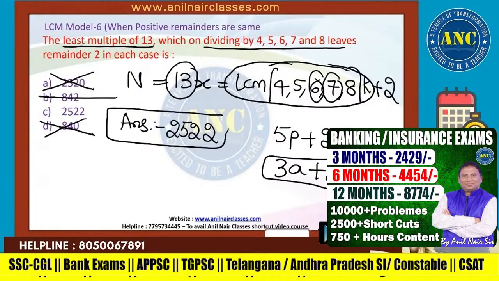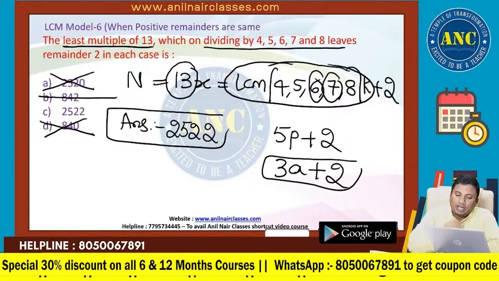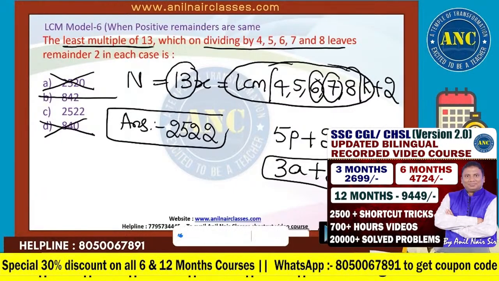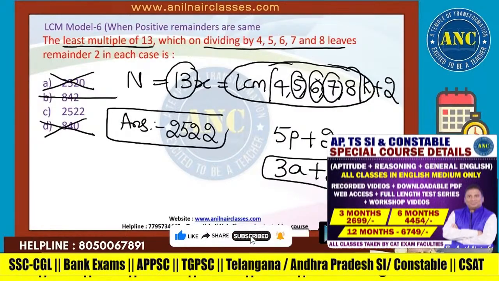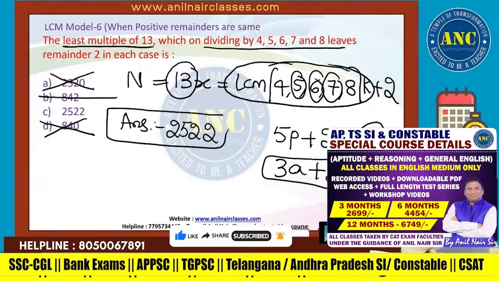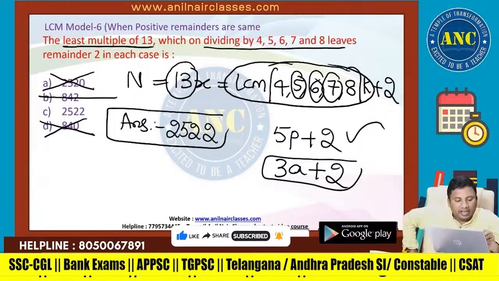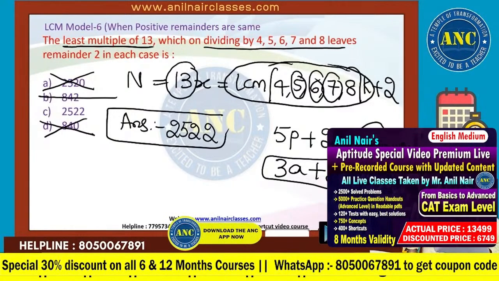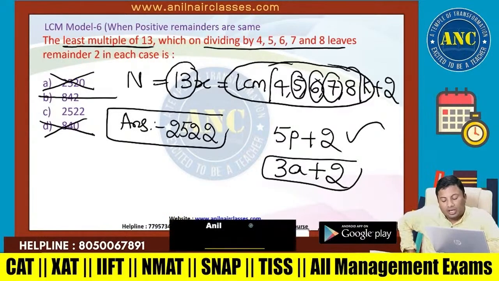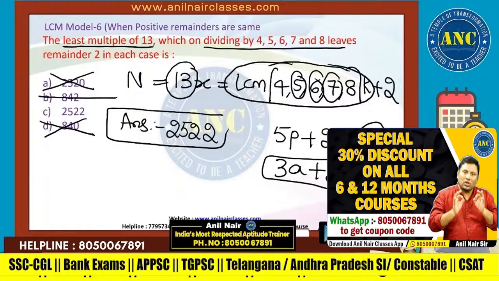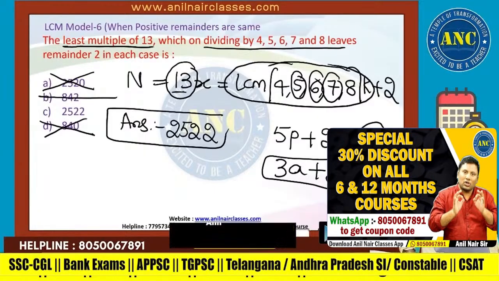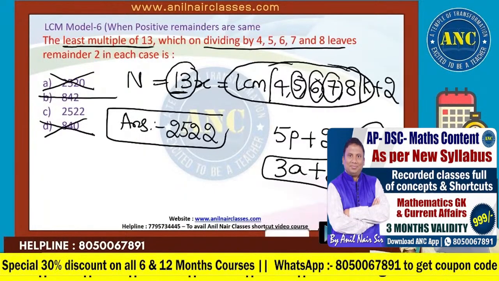First, identify the basic elimination approach. LCM of 4, 5, 6, 7 and 8. It is divisible by 5. 5 into something plus 2. So, ending with 0 means it is divisible by 20. Option A out, option D out. Then when you divide by 7, I got more options. Then do it with 13.